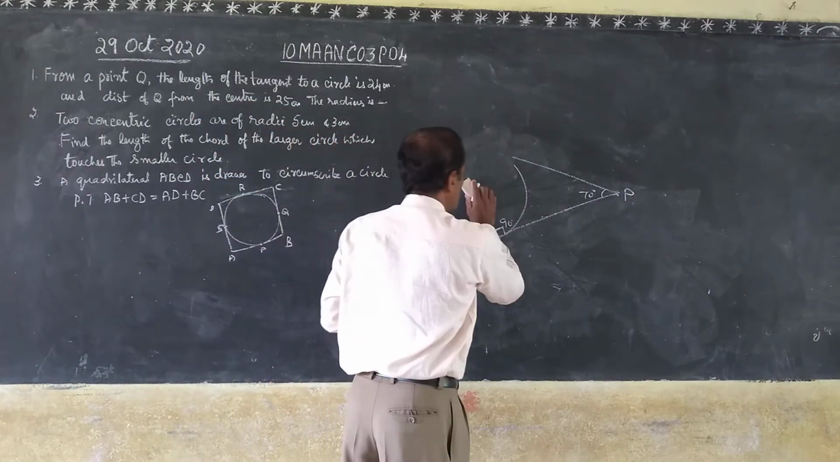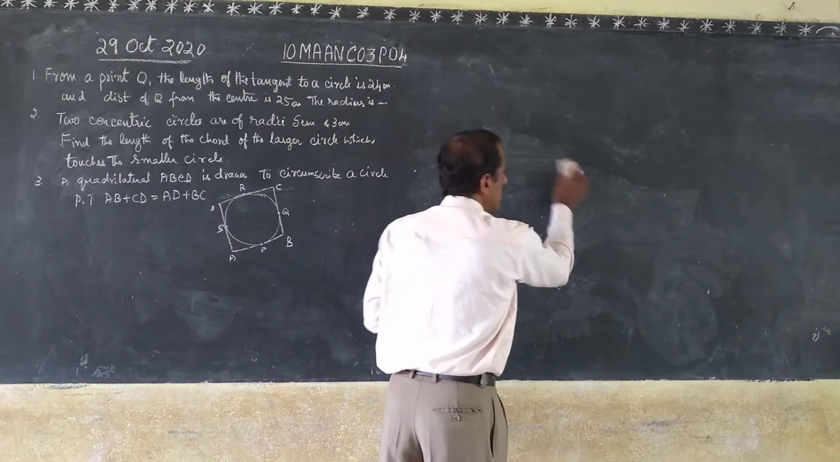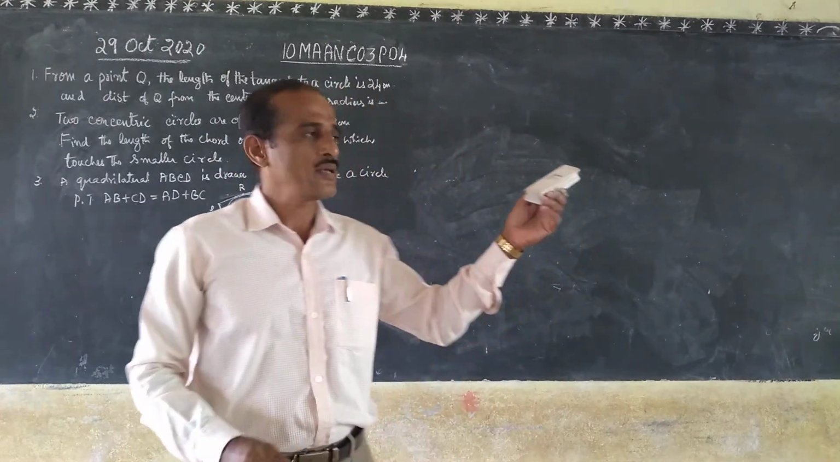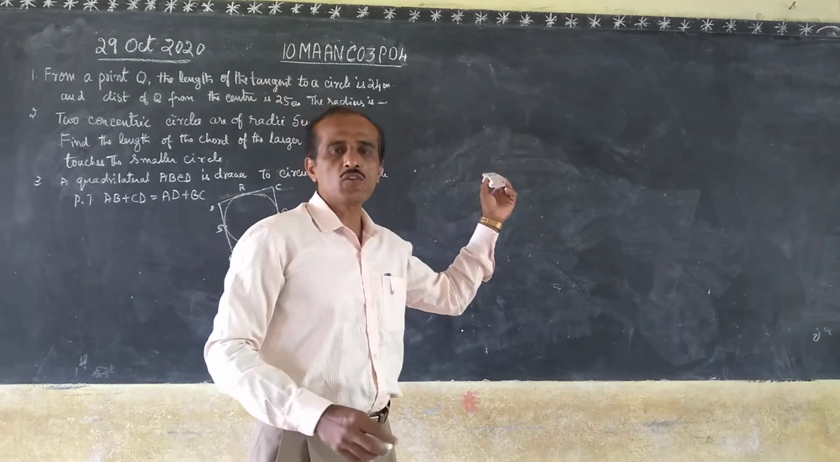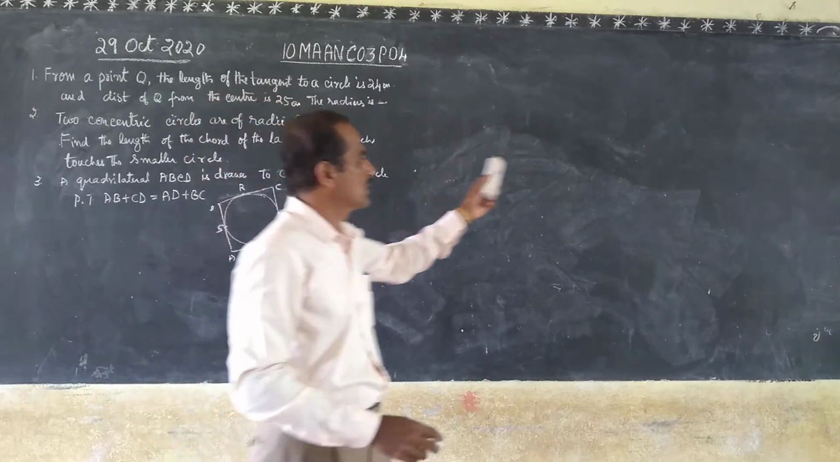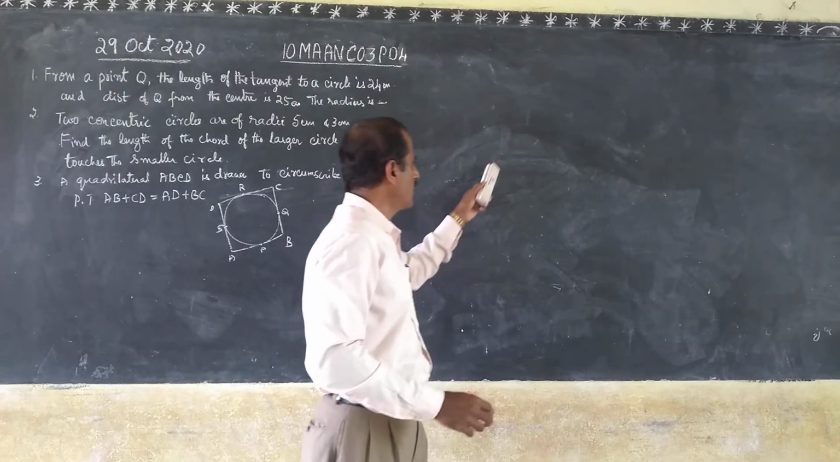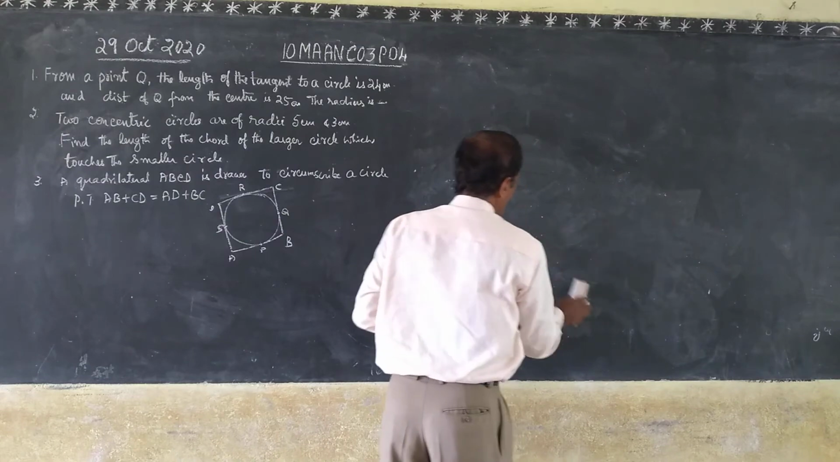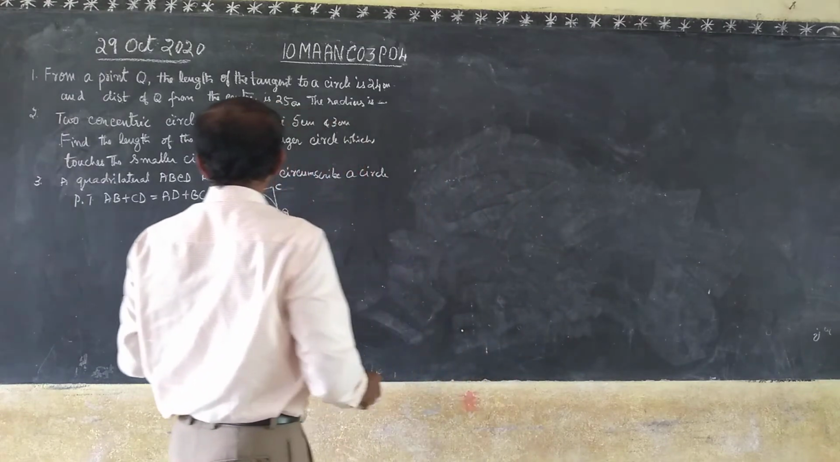So this is about finding the length of the tangent, the radius, or the distance between the center and the external point, and also finding the angles between the tangent or the center angles. Like this we will do. So try to understand this question. Let us learn one more question.